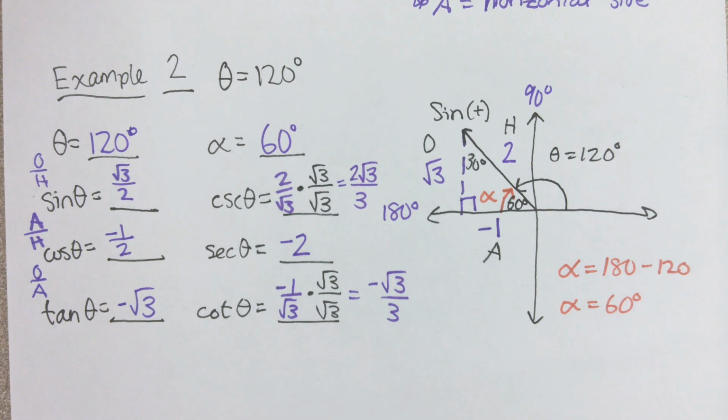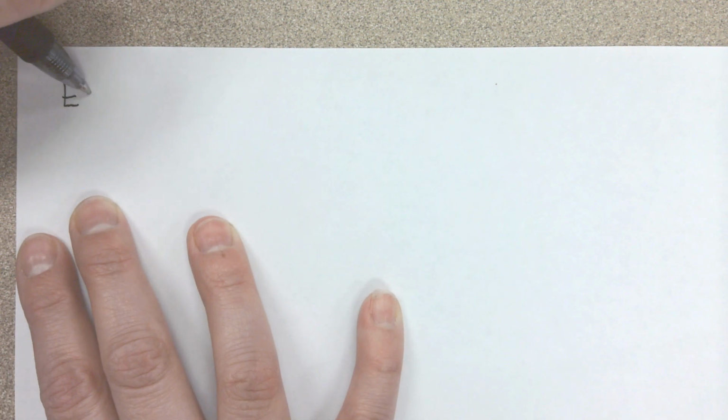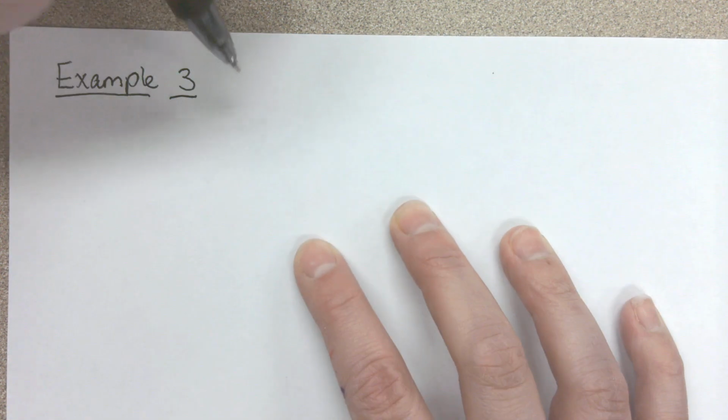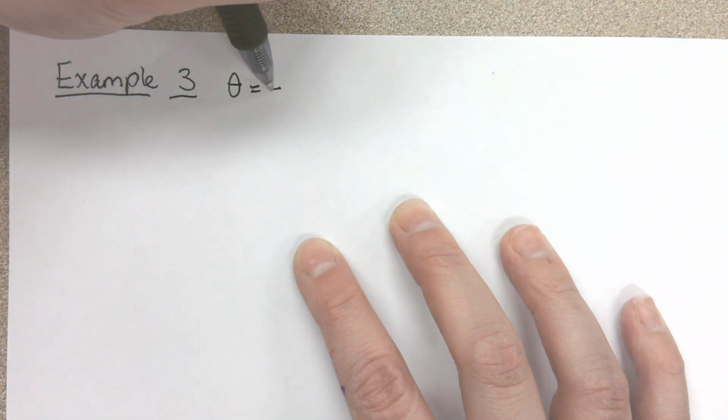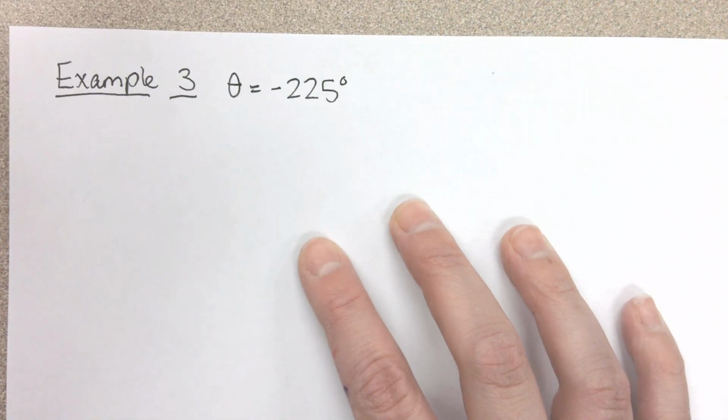We're going to do one more in degrees. And this is something that came up on your homework that we haven't talked about yet, so I'm sure it'll be very helpful for you guys to see. A negative angle. We haven't done one as a group. Theta is negative 225 degrees.